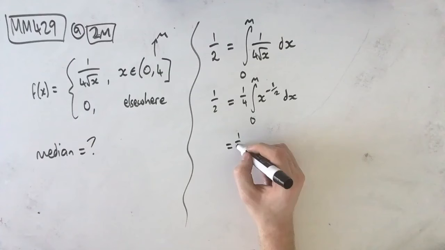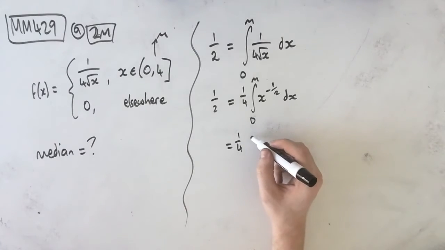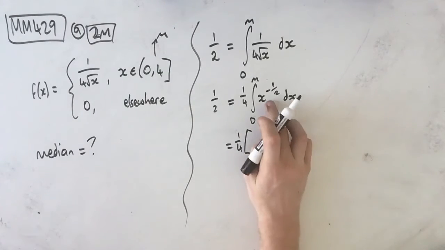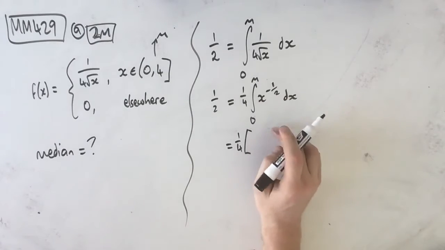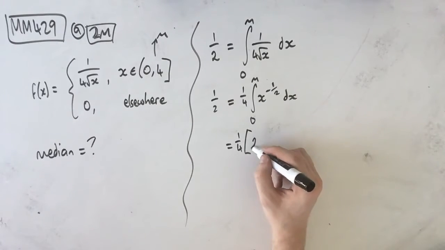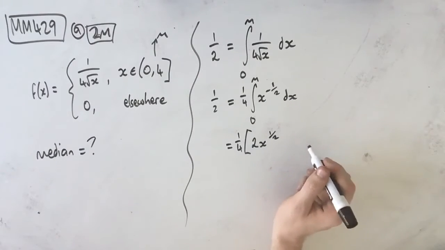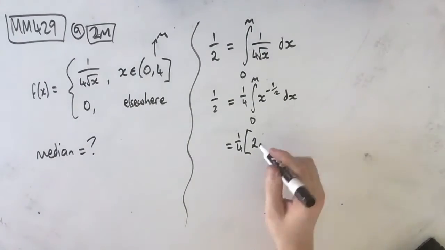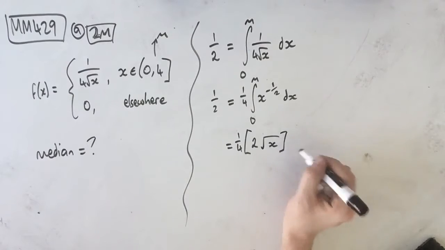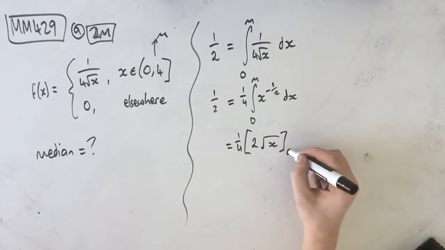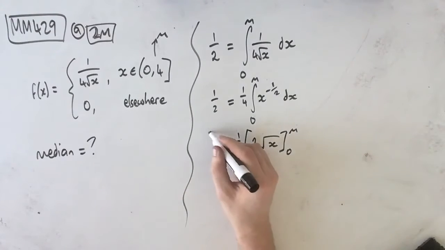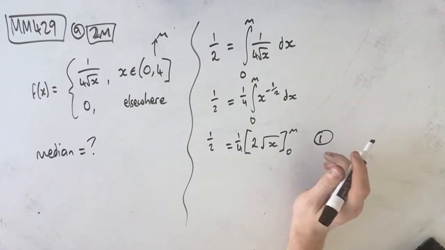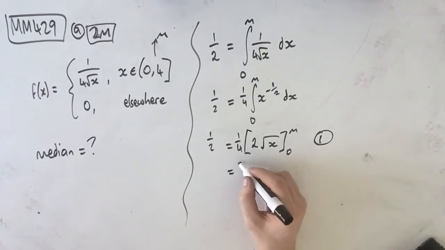Now, we can actually just integrate this as normal. So we add 1 to the power and then divide by the new power. So what we end up getting is 2x to the power of 1/2, where x to the power of 1/2 is root x. Okay, so 2 root x from 0 to m, and that's equal to 1/2. So this is our first mark out of a 2-mark question. Now we can just keep going as normal.